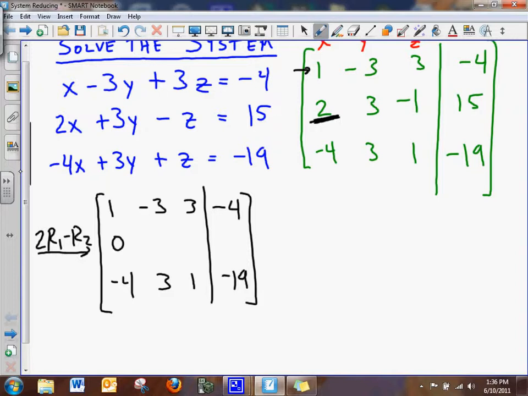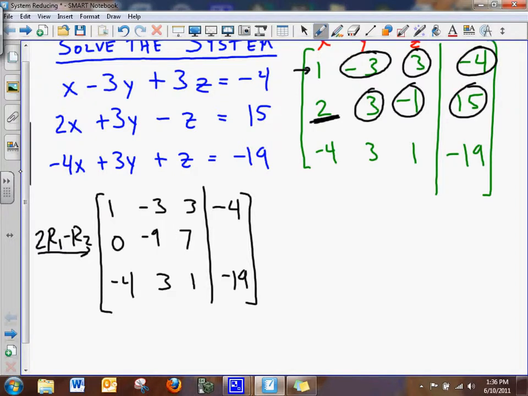Alright, 2 times row 1. So 2 times this number minus this number. 2 times negative 3 is negative 6. Minus 3, negative 9. 2 times this number minus this number. 2 times 3 is 6. Minus negative 1 is 6 plus 1, which is 7. And then 2 times negative 4 minus 15. 2 times negative 4 is negative 8. Minus 15 is more negative, negative 23.